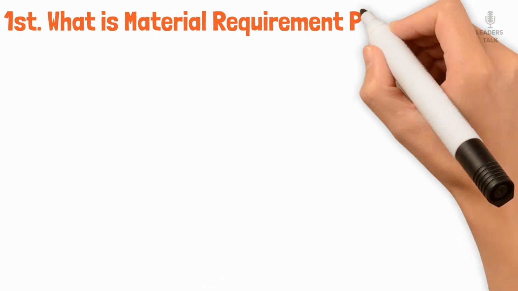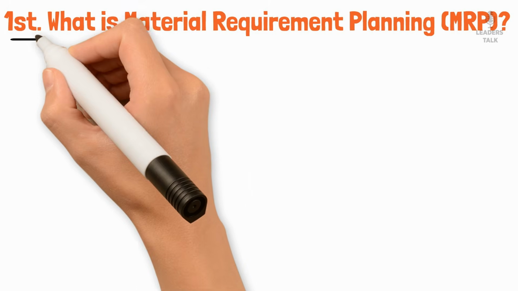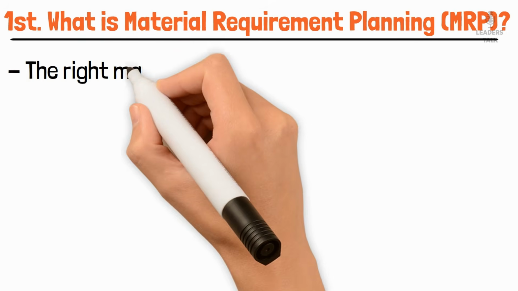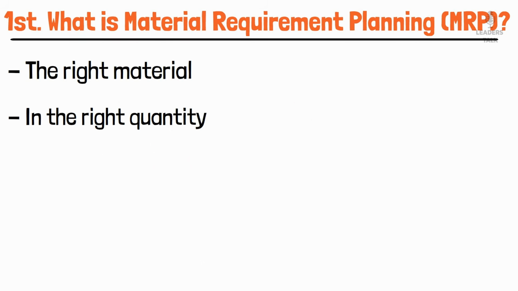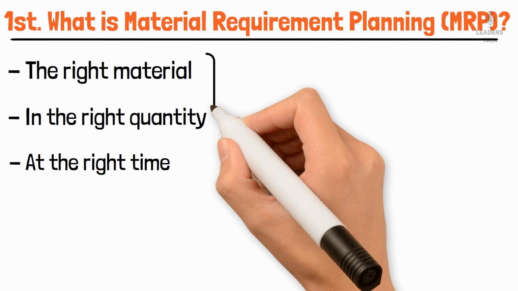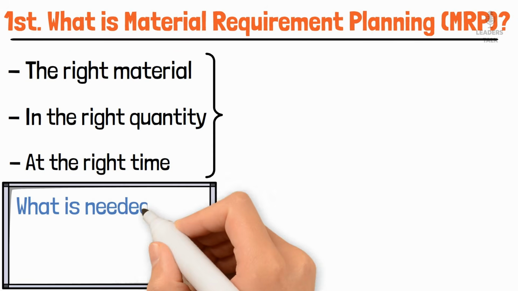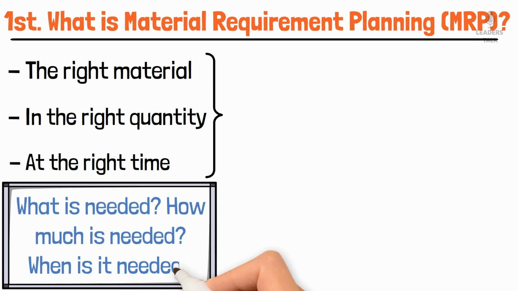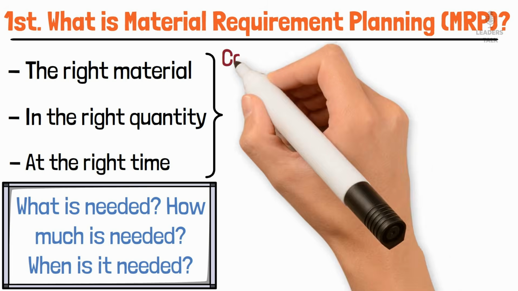First, what is material requirement planning? MRP, material requirement planning, is a system that ensures the right material, in the right quantity, at the right time. It answers three core questions. What is needed? How much is needed? When is it needed? Think of MRP as the command center of production.